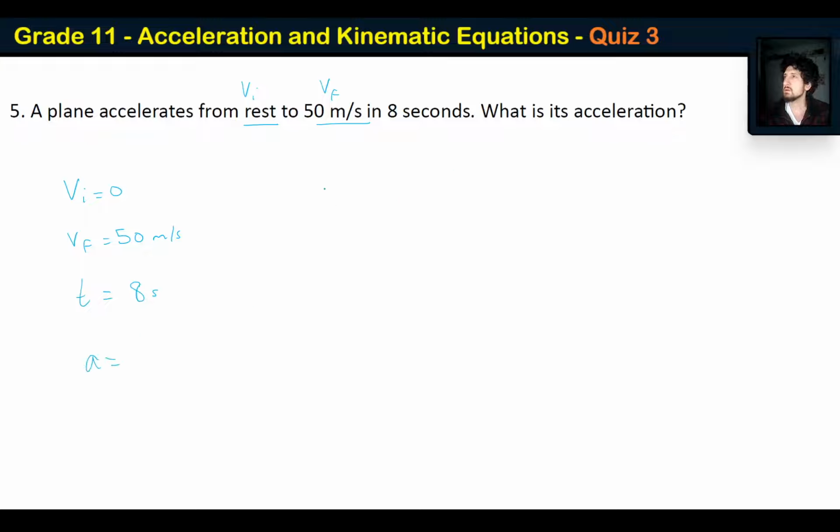Okay, so this time I'm going to use a slightly different form of the same formula. That's Vf minus Vi all over T. So let me switch to green. Acceleration is equivalent to 50 minus 0 all over 8, which equals 6.25 meters per second squared. And if you want to, once again, you can add the plus, because acceleration is also a vector, just like velocity, just like displacement, just like force, just like momentum.